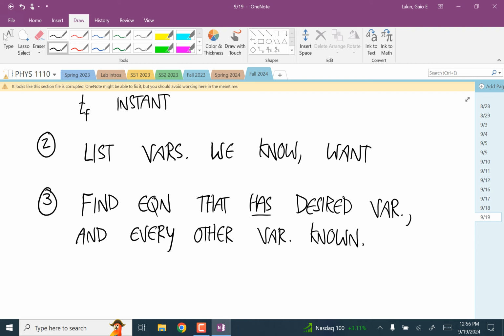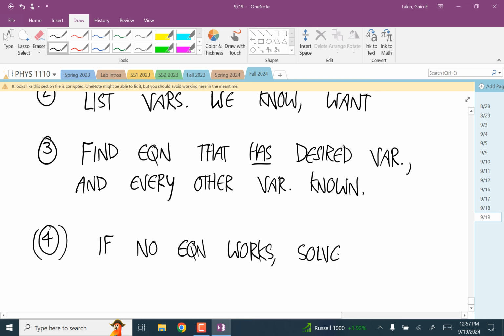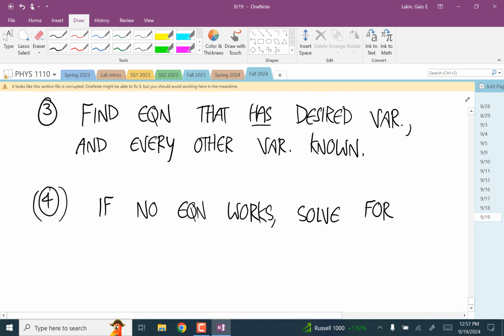No, sometimes you get unlucky. And so just like before, you've got to figure out a or d. So this time in 2D, I think pretty much the only problems we're going to do are free fall problems, which means we pretty much always know a. And so if no equation works, solve for time final, and go back to step 2.